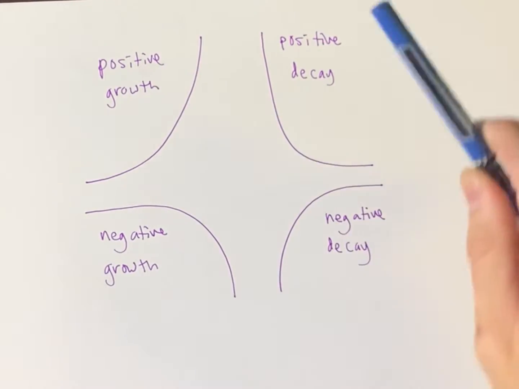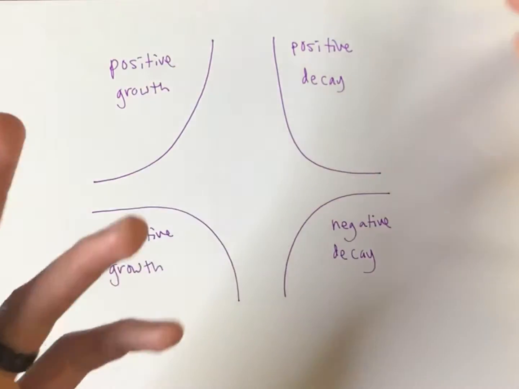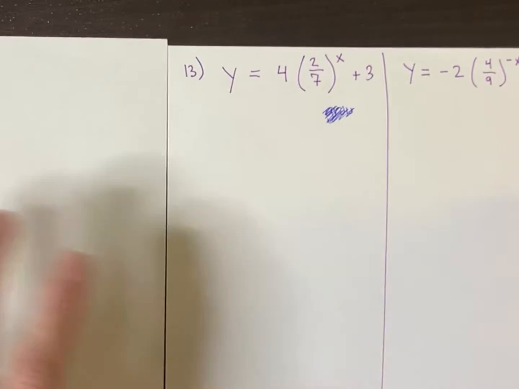Positive growth, positive decay, negative decay. These are the shapes that they take for any given function of that classification. So I made these up. Check it out. Number 13.